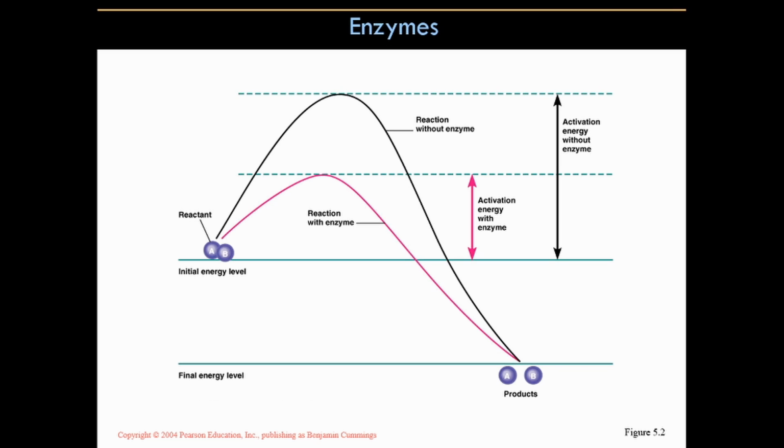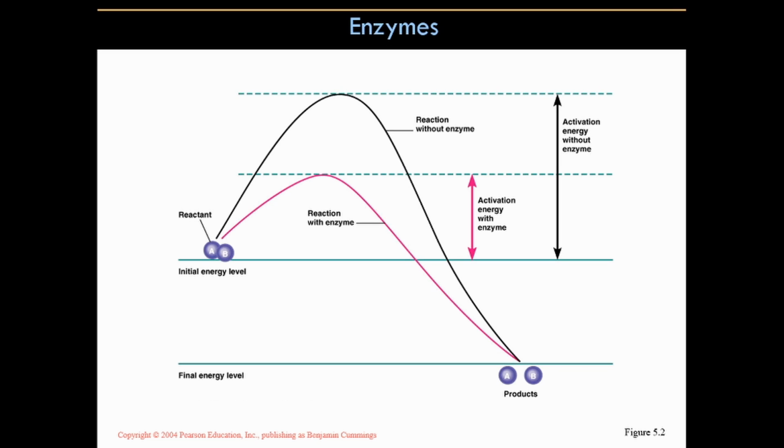If you look at the red line, though, the red line is showing the reaction with an enzyme. Notice the green dash lines. When the enzyme is present, the activation energy level is much lower. So not as much energy is required in order to break the bond when an enzyme is present.